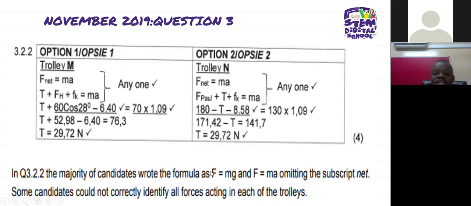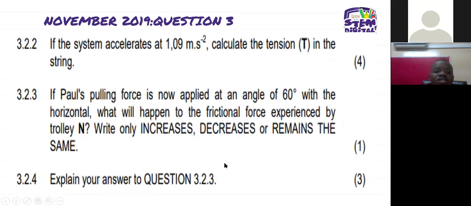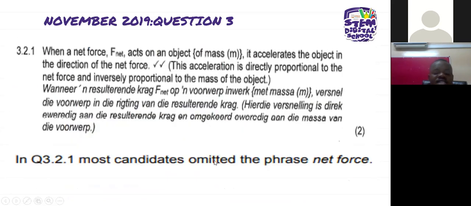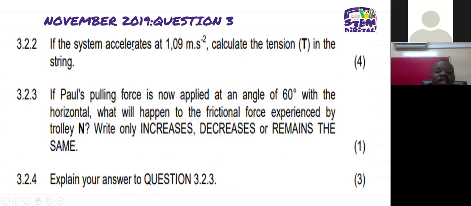The majority of the candidates still wrote this formula, F is equal to mg, so that is incorrect. Or they wrote F is equal to MA, so they omitted that subscript net. Also, some of the candidates could not correctly identify all forces acting on each of the trolleys. Some of the reasons learners didn't do that is because they don't draw free body diagrams since the question didn't ask them. So when you deal with forces, my learners, you always have to draw a free body diagram.